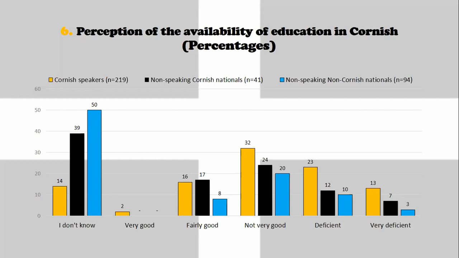But what is interesting is that of those who say to be aware of education in Cornish, very few agree that the offer is good, that the availability is good, that there are enough courses that children can study or you can study at university. Most people find that there is not much to choose about it.